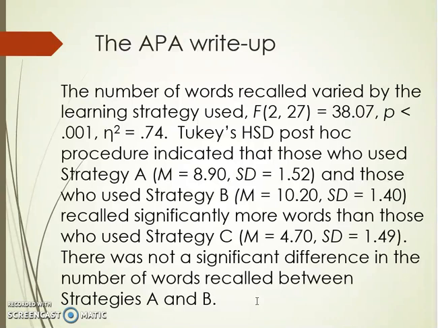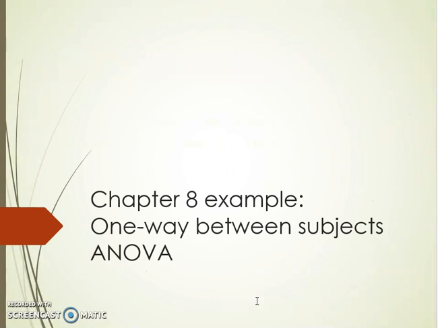Using the APA formatting. All right, so that concludes our example from Chapter 8, the between subjects ANOVA. You will need to then take the data set that I've provided for you and do a similar type of analysis and do some other comparisons that are outlined in the actual assignment.